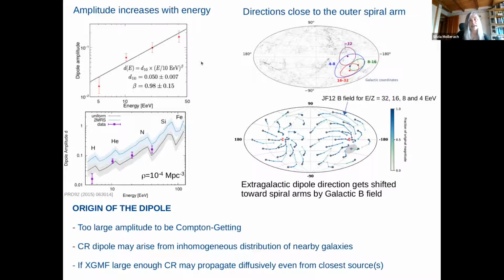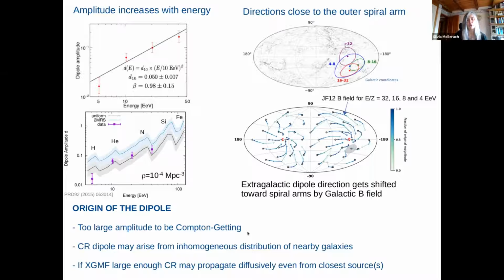If we look at the direction where the different energy bins point, they are all very close to the outer spiral arm of our galaxy. And it is very interesting to notice that if we have a dipolar distribution outside the halo of our galaxy and we propagate it through the galactic magnetic field, here using the model by Jansson and Farrar, we see that it is moved towards the direction of the spiral arms.